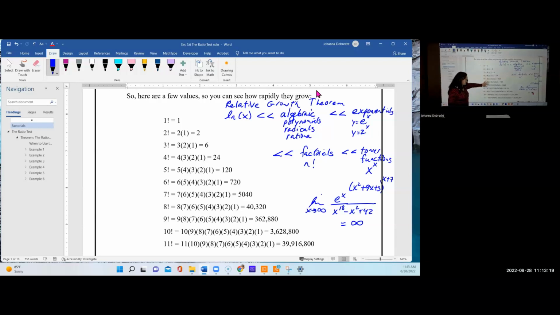Let's take a look now at these factorials that you see here. One factorial is just 1.